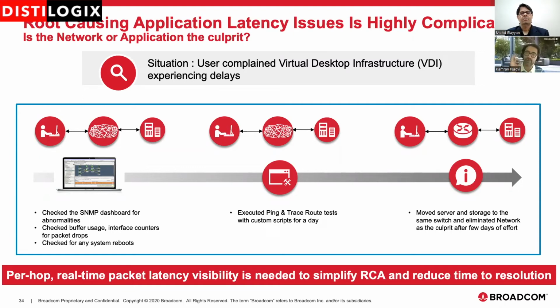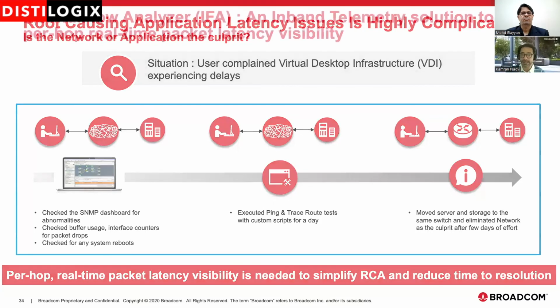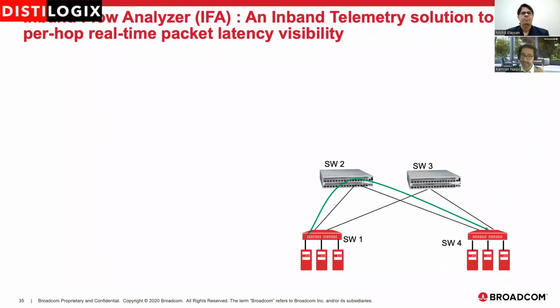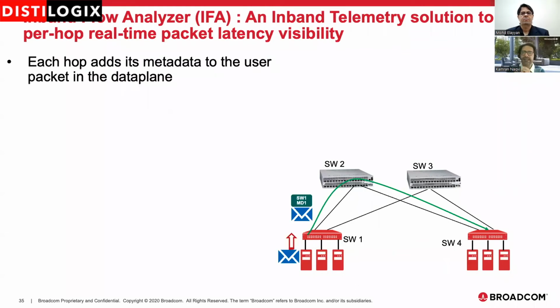Because you are measuring the latency, you are measuring the network metrics on the actual user traffic. So what we are doing is when the actual application packet enters the network, we attach a header and we attach the metadata information: what time it entered the network, what time it exited, which port it exited, which queue it exited, all that information.